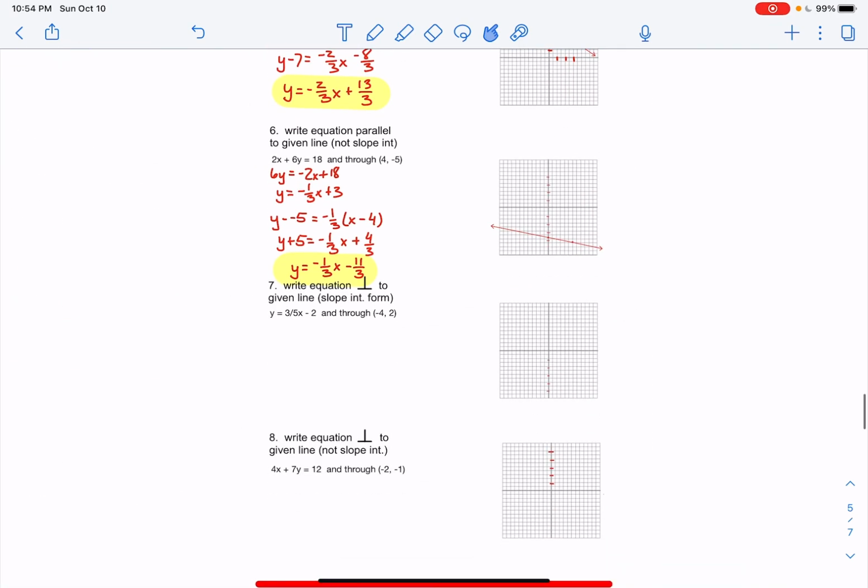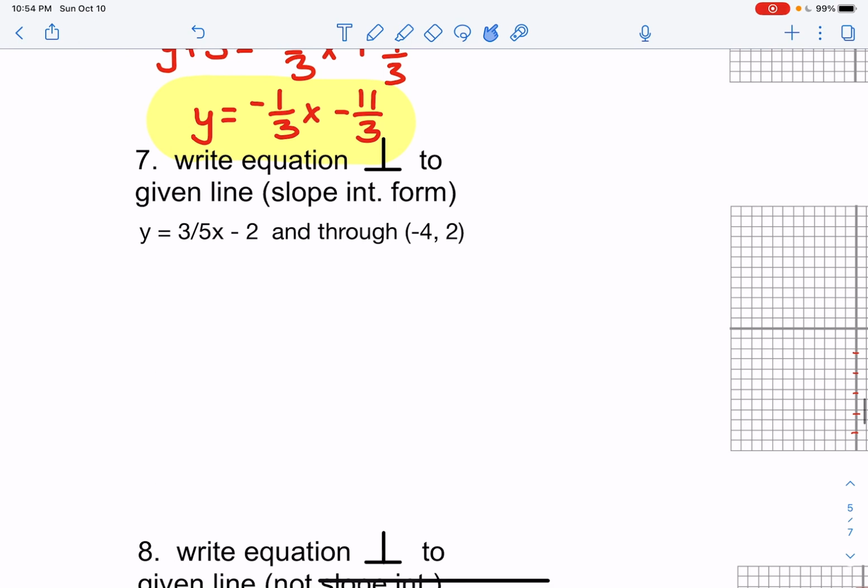Okay. This one says write an equation perpendicular to the given line in slope-intercept form. So if the slope of this line is 3/5, the slope of the line perpendicular to it is -5/3. And it says it goes through the point -4, 2. So again, I'm given a point, and I already know my slope, so I put it in point-slope form. So I go y minus 2 equals my slope, which again is perpendicular. So instead of positive 3/5, it's -5/3.